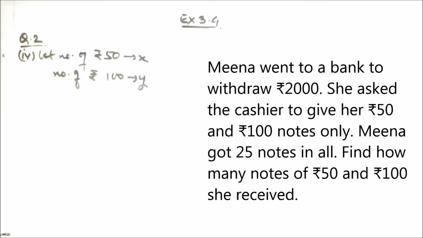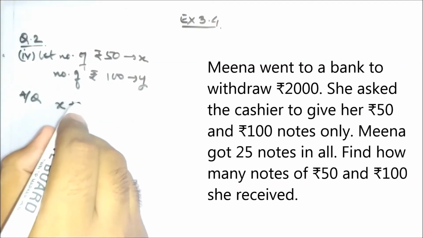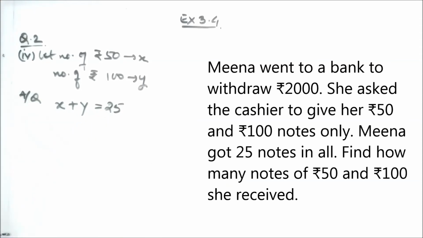So total number of notes, it is saying that she received 25 notes in total. So according to the question, the total number of notes received is x plus y. So the number of total notes is what? 25. I hope you got this equation. Total number of notes is 25. Total value is what? It is 2000.